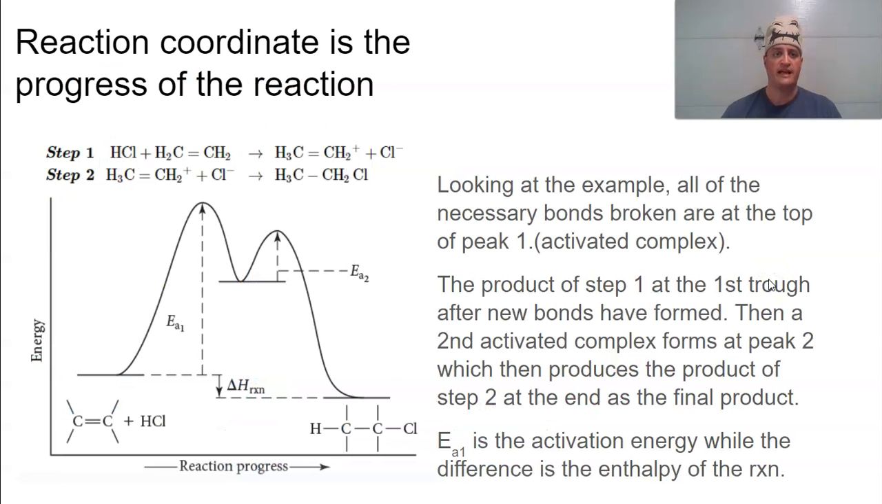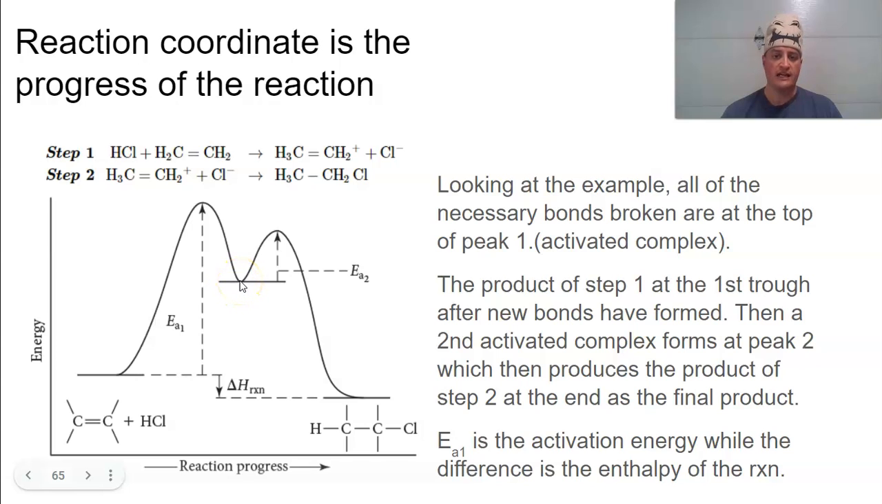Here it's broken down: the reaction coordinate is the progress of the reaction, so you see progress from the beginning reactants to the end product. Looking at this example, all of the necessary bonds are broken at the top of the peak. This is what's called the activated complex. The activation energy that needs to be supplied is to break off these bonds right here. However, new bonds form, and this happens right at the trough here, which we think of as the products. Now you can see this reaction happens in two steps.